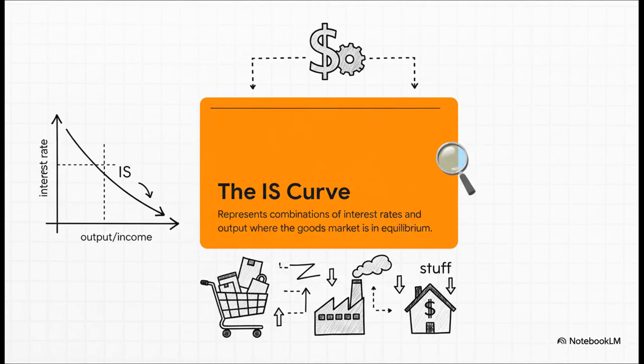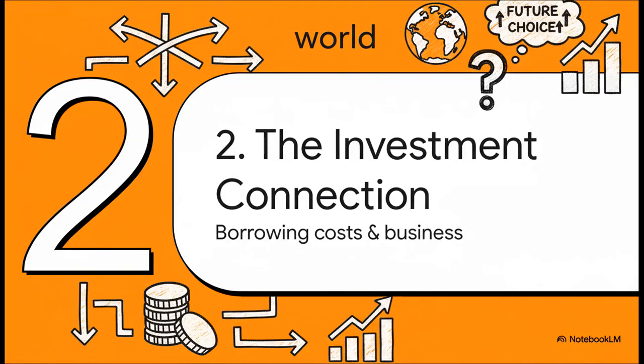So, what is this thing? Well, simply put, the IS curve shows us every possible combination of interest rates and total economic output where the market for stuff, goods and services, is in perfect balance. Think of it like a map that shows us how the real economy, the things we actually buy and sell, responds to changes in the cost of money. And to build this map, we have to start with a really simple choice, a choice that pretty much every business faces when it's thinking about the future.